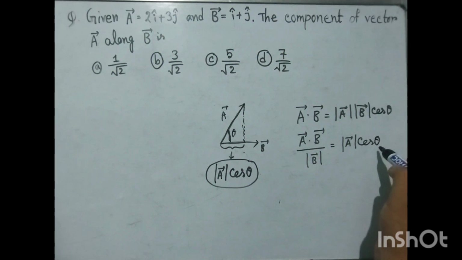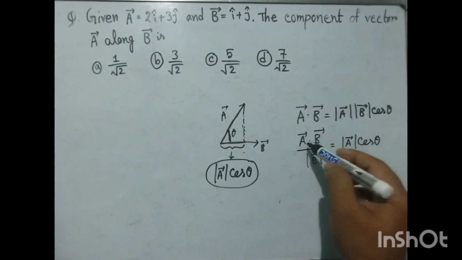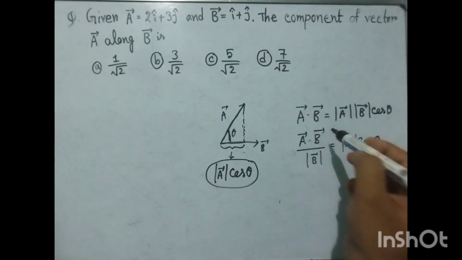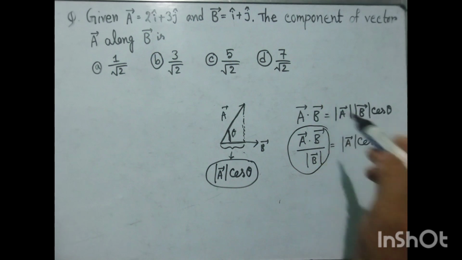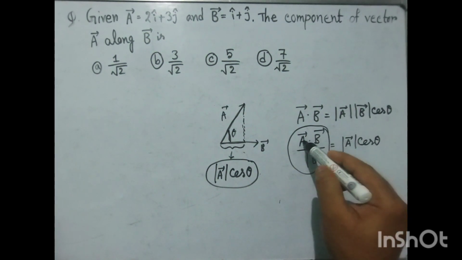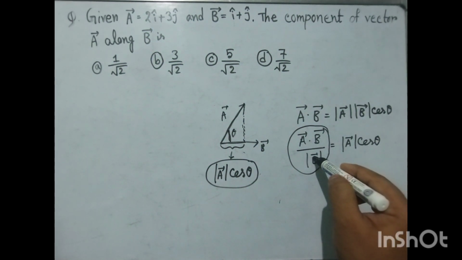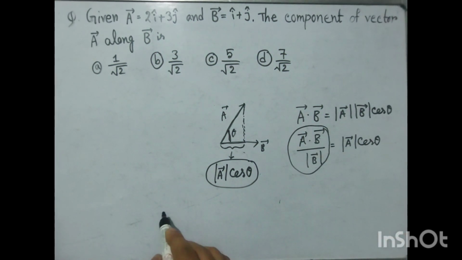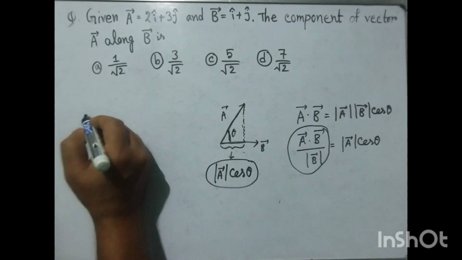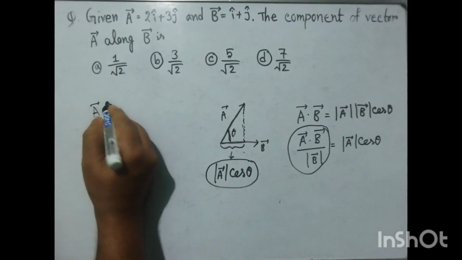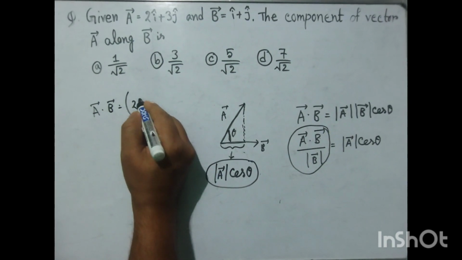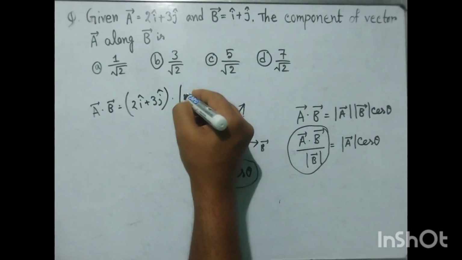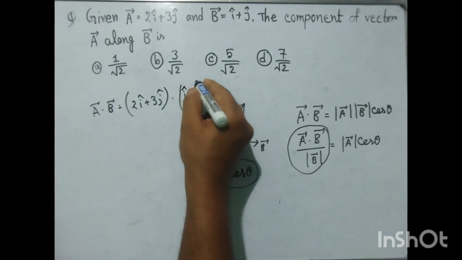So that will be A vector dot B vector by magnitude of B vector. Theta is unknown to us, but A vector and B vector are known to us, and we can find magnitude of B vector from this. We have to find this. So A vector dot B vector will be what? It will be 2 i cap plus 3 j cap dot i cap plus j cap, that is B vector.